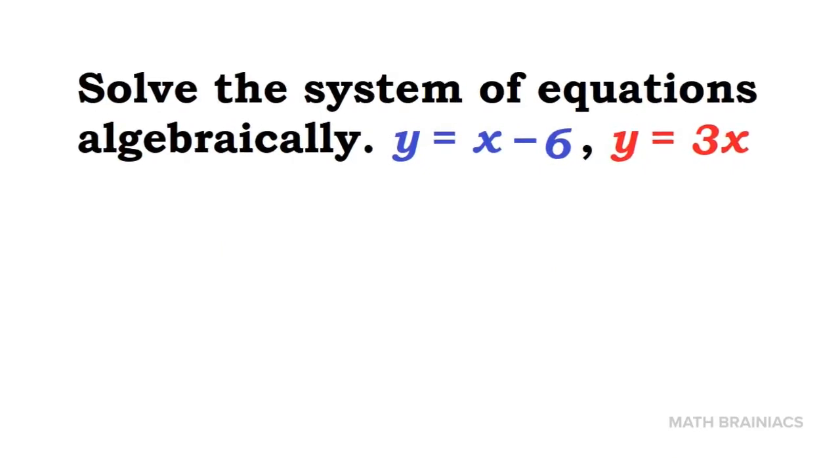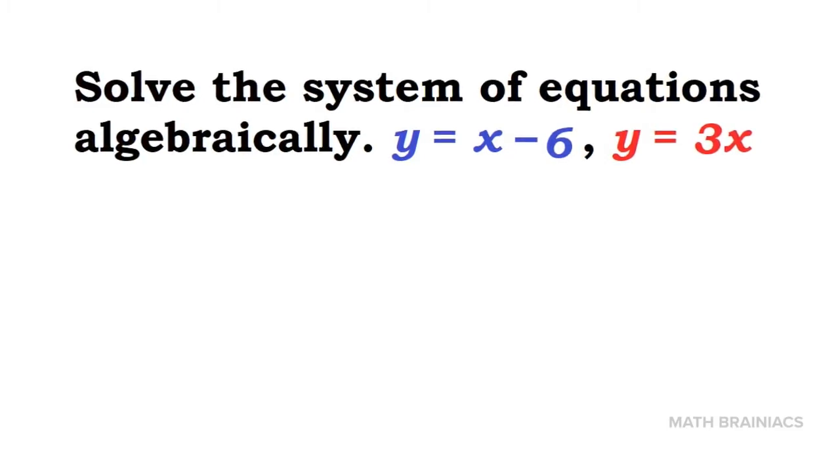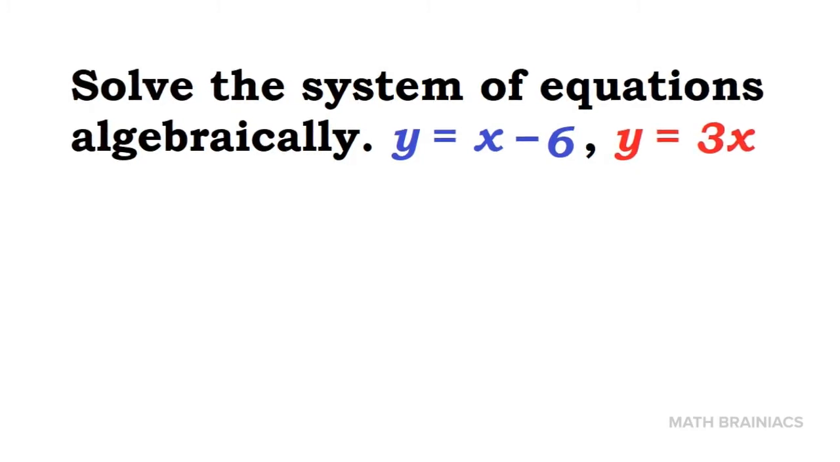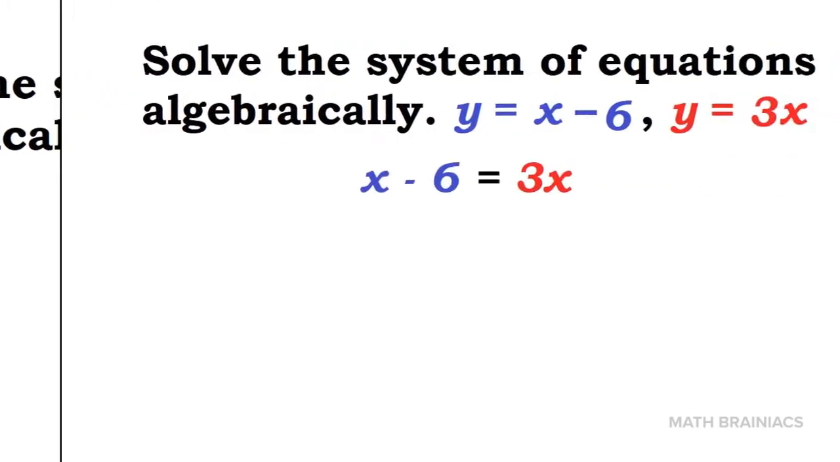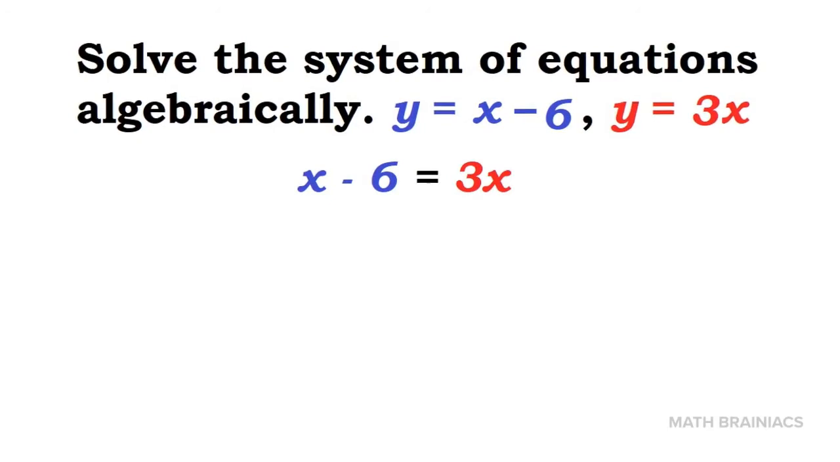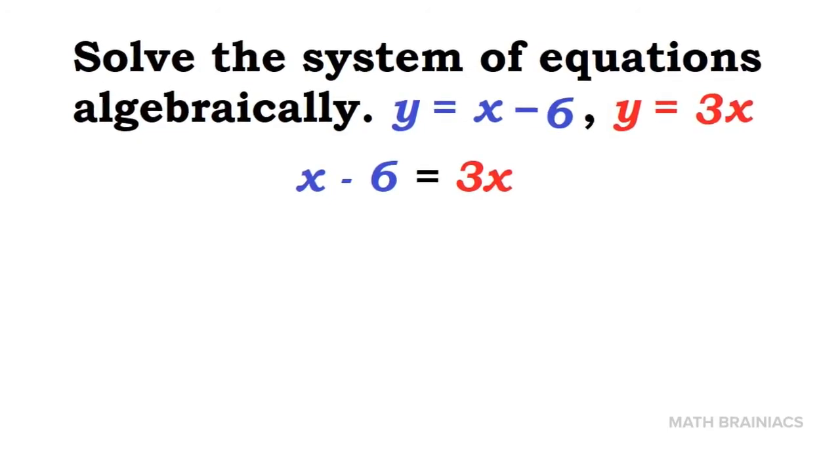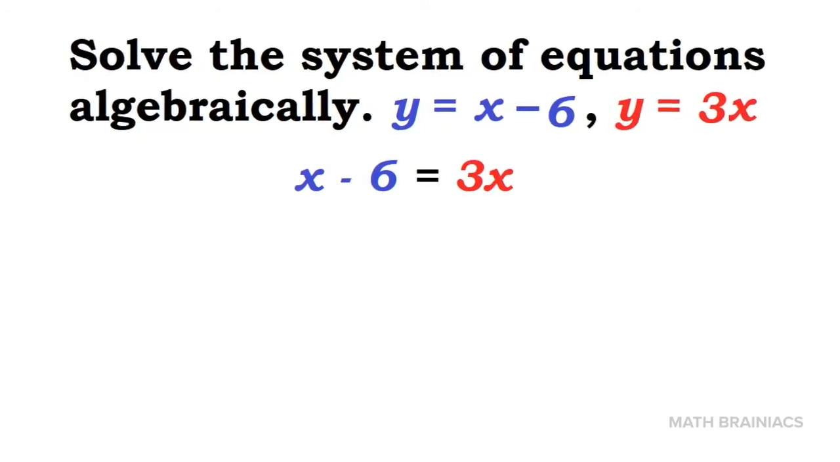Solve the system of equations algebraically. y is equal to 6 minus x and y is equal to 3x. Both equations are the same because they are both equal to y. So we're going to substitute them below. Accordingly, we can write the equation 6 minus x is equal to 3x so that we can solve for x.